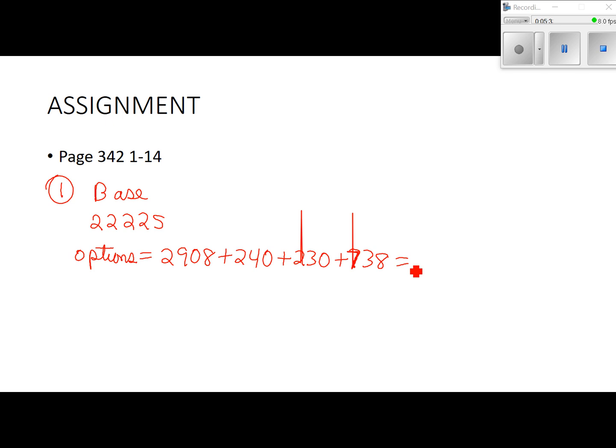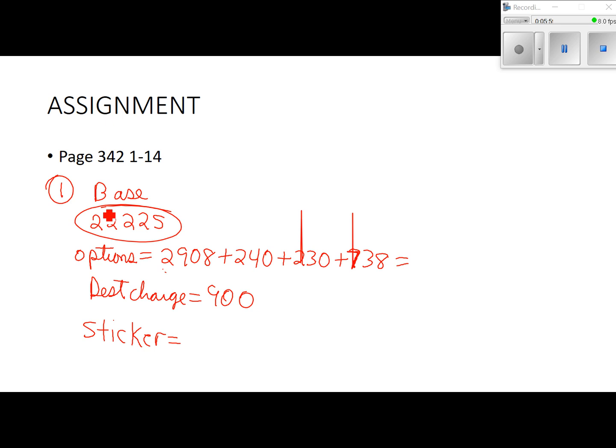And actually, instead of totaling all them up, it might be easier once we know that, then we got our destination charge. And our destination charge this time they said was $900. Instead of totaling all this up right here, what we can do to find the sticker price is you just add the base price plus all of those plus the 900. And if you add all those up, I came up with $27,241. So that would be the sticker price.